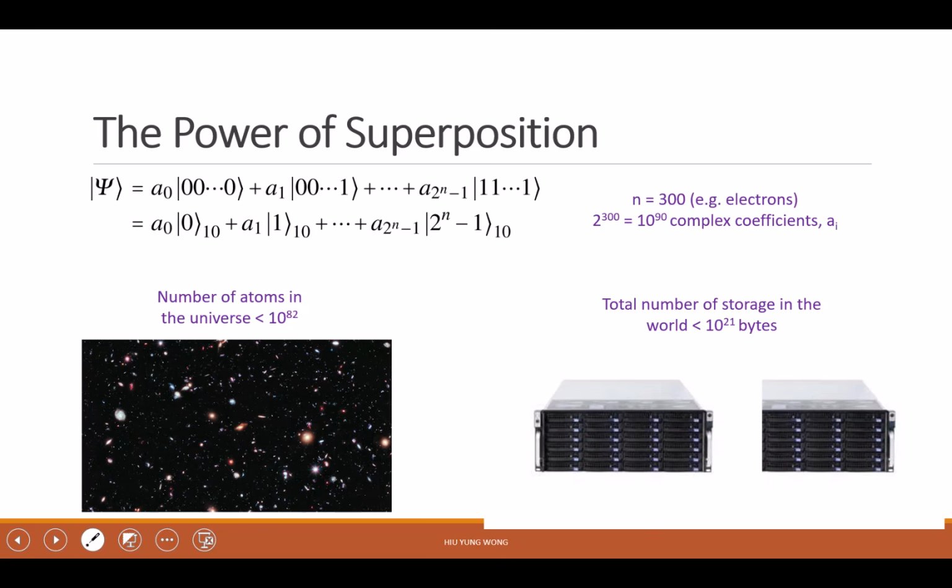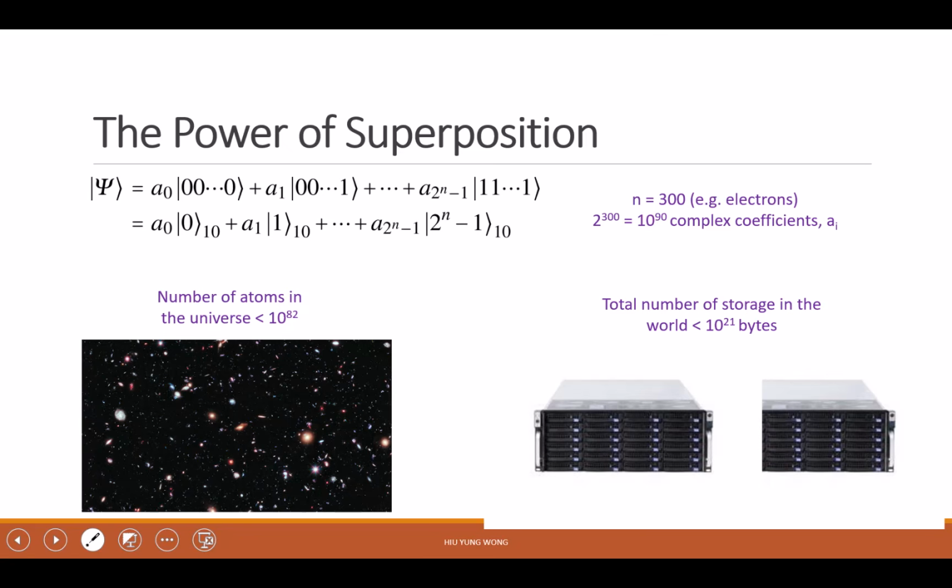That tells us the power of superposition. We have not seen how to use it, but see how much information it has. If I have 300 electrons, each of them is a spin, right? So spin up is 0, spin down is 1 as the basis states. With 300 electrons, I have 2 to the power 300 basis states, from all 0s, through a single 1, and all the way to all 1s. That is 2 to the power 300. What is that? About 10 to the power 90.